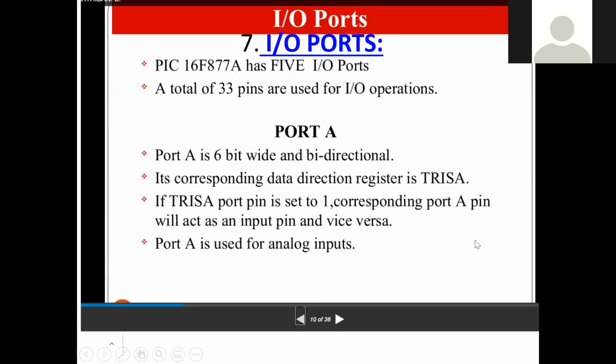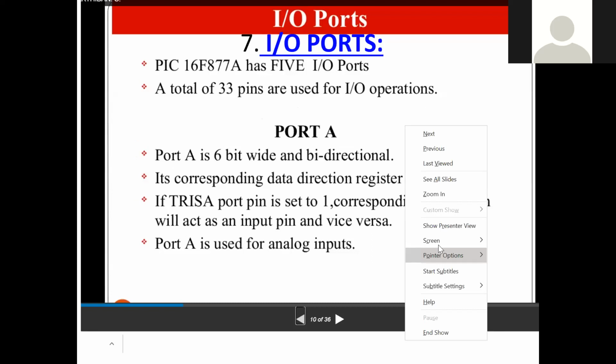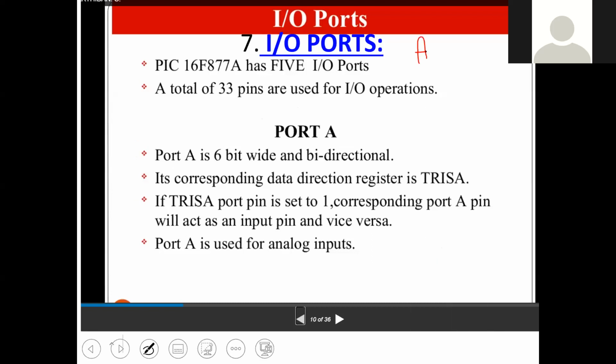So totally, while I am discussing this, port A has 6 pins, ports B, C, D have 8 pins, and port E has 3 pins. So totally 33 pins are there. But here we have 32 pins because all 4 ports have 8 pins, so 4 into 8, 32. Here 33 pins are used for input output operations. So we see that all the ports are bidirectional ports.